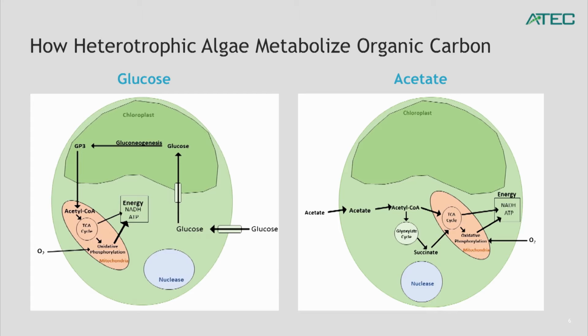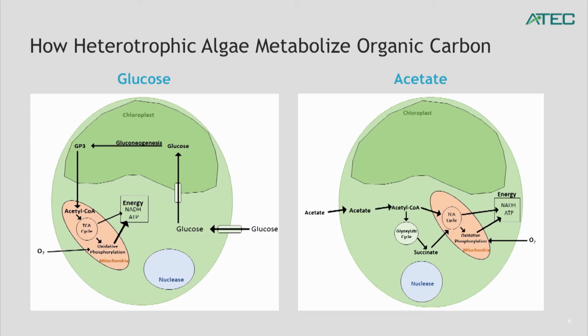Now, once in the chloroplast, that glucose will undergo a process called gluconeogenesis, and it'll form a substrate called GP3. That GP3 will ultimately be converted into acetyl-CoA, and acetyl-CoA is one of the key substrates that allows respiration to occur. So acetyl-CoA will then go into the mitochondria, which is shown there in the pink.